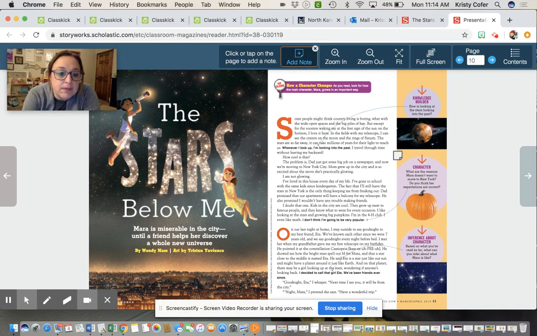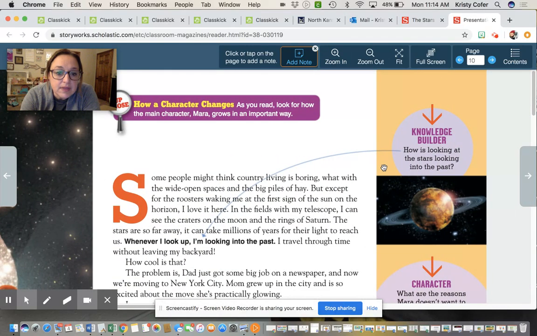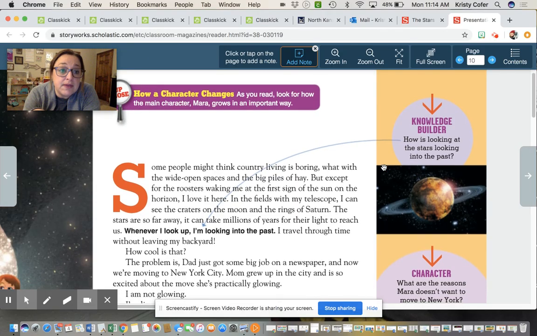The Stars Below Me. Mara is miserable in the city until her friends help her discover a whole new universe. Some people think that country living is boring, with the wide open spaces and big piles of hay. But except for the roosters waking me at the first sign of the sun on the horizon, I love it here. In the fields with my telescope, I see craters on the moon and rings of Saturn. The stars are so far away, it can take millions of years for their light to reach us. Whenever I look up, I'm looking into the past. I travel through time without leaving my backyard.